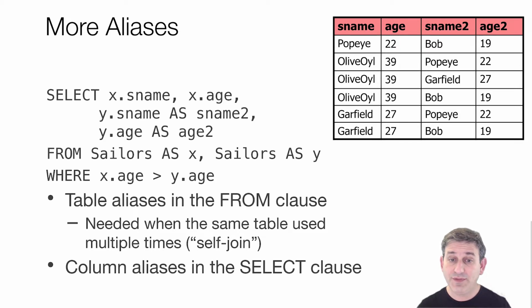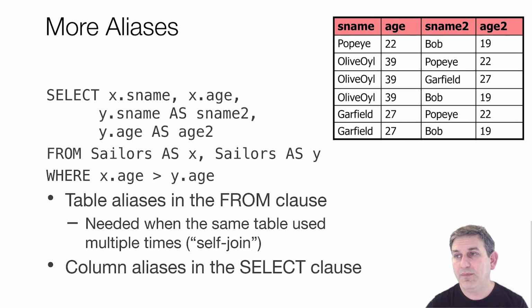So I want pairs of sailors, where on the left-hand side, the sailor is older than the sailor on the right-hand side. And then from those two sailors, I want the sname and age from the left-hand side, the sname and age from the right-hand side. But look at that select list. We've also got aliases there where we're renaming the output columns so that we can distinguish them. The answer to this query is in the upper right. Popeye is older than Bob, Olive Oyl is older than Popeye, and so on. And notice that the column names in the output have been specified according to the aliases in the select list.